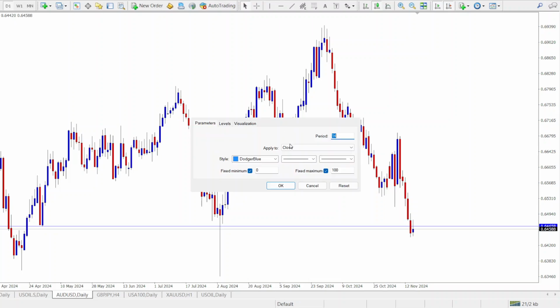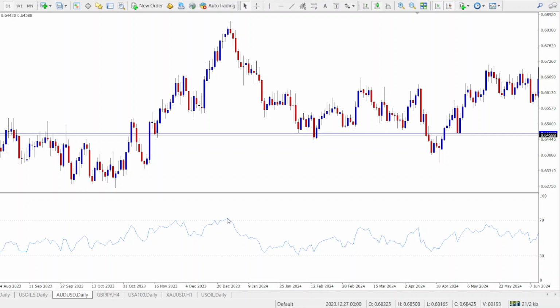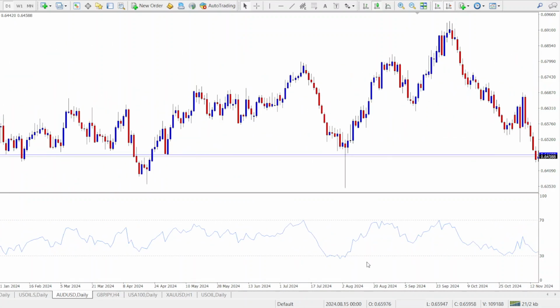I'm just going to start by adding the RSI to the chart. Let us talk about the RSI. The relative strength index is a momentum oscillator that moves between 0 and 100. This indicator is used to identify overbought and oversold conditions in the market. For example, when you have the RSI value above 70, the market may be overbought, and when it is below 30, the market may be oversold. But as powerful as the RSI is, it sometimes generates false signals.